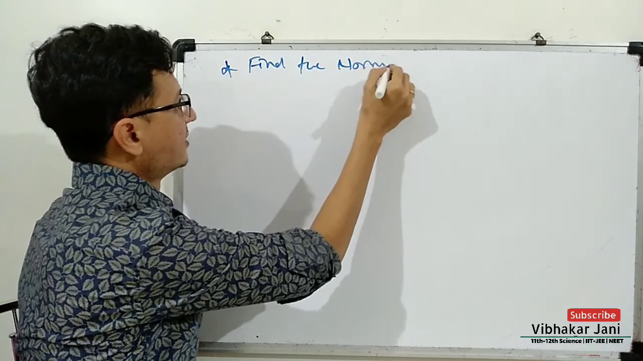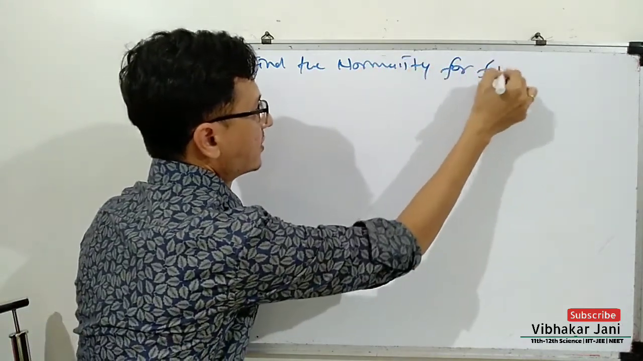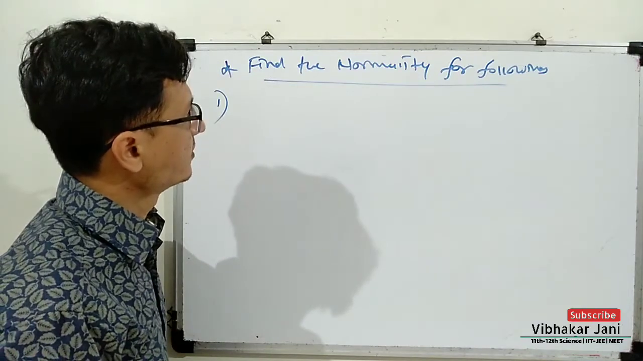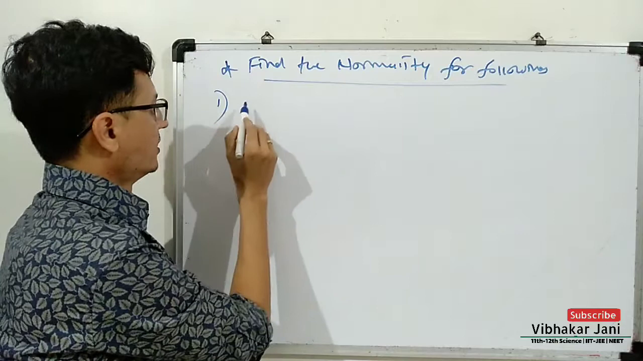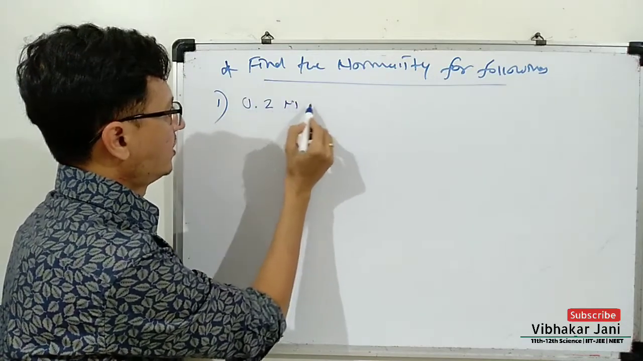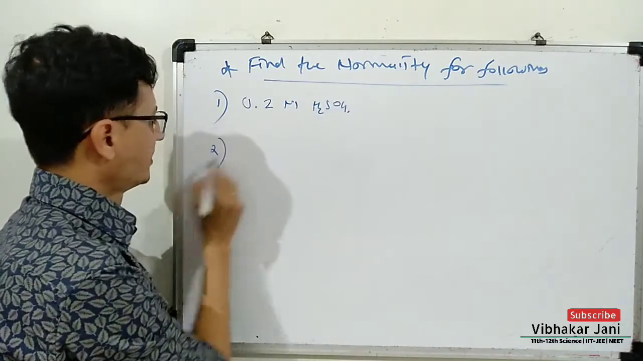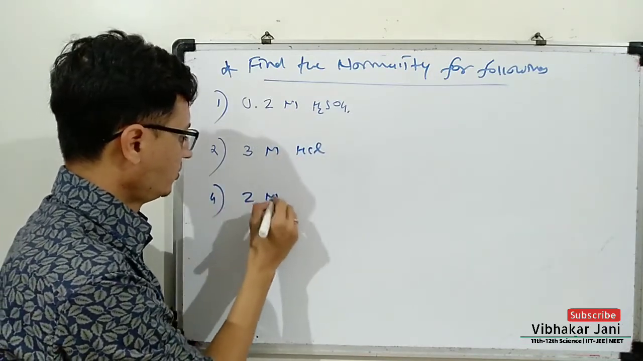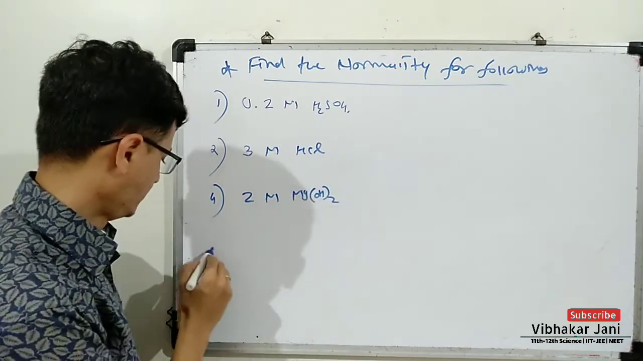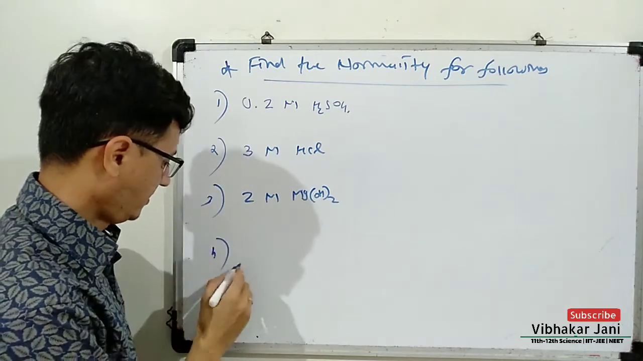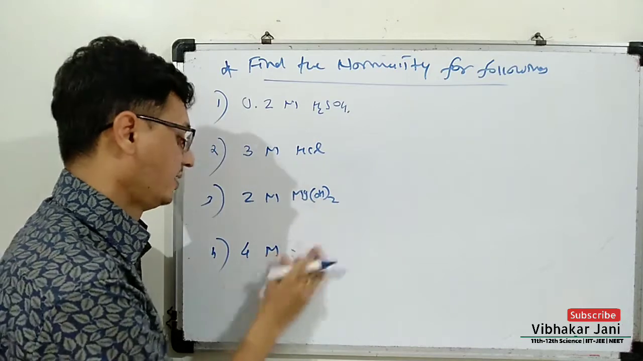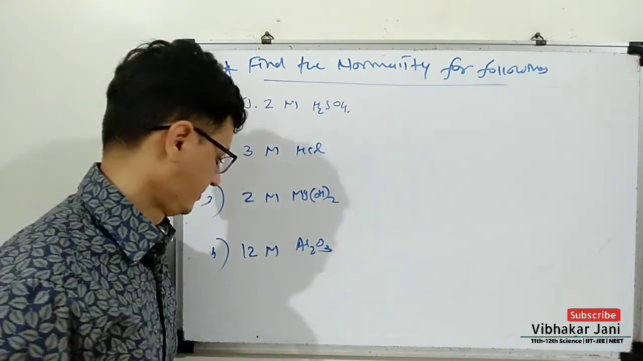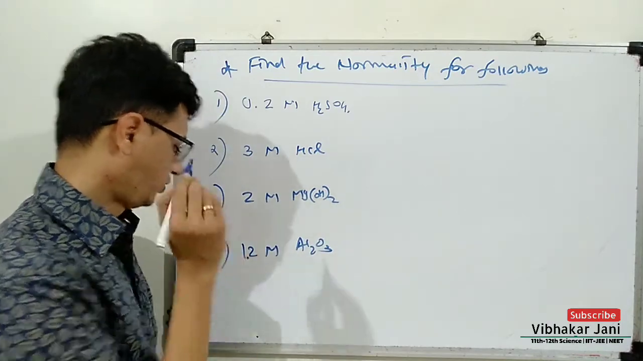Find the normality for the following. If this is the question, and here there are some solutions and the molarity of those solutions are given. 0.2 molar H2SO4, 3 molar HCl, 2 molar Mg(OH)2, and 1.2 molar Al2O3.